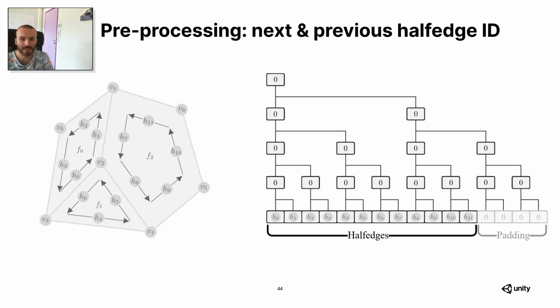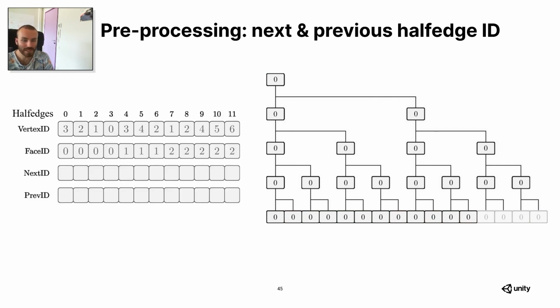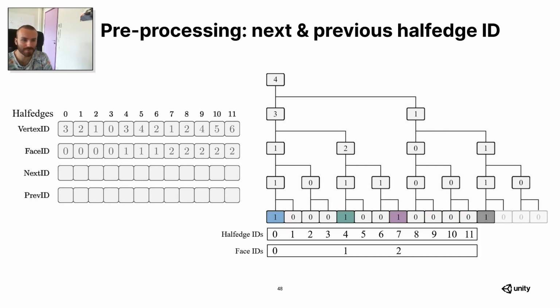This tree structure will allow us to iterate directly on the bits set to 1 in the bit field. We'll allocate the bit field to have as many bits as half-edges, up to the next power of 2 with some padding. And we start with all the bits set to 0. The first step of the algorithm is to set to 1 the bits that correspond to the first half-edge of each face. And then we compute the sum reduction of the bit field. To do so, we only have to sum the nodes 2 by 2 from the bottom up. And it's this tree which will allow us to identify the different faces and the ID of their first half-edge.